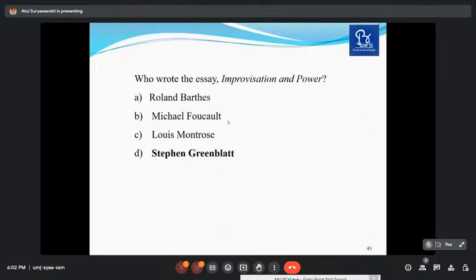Who wrote the essay Improvisation and Power? The answer is Stephen Greenblatt. It is not Roland Barthes or Michel Foucault, always masters. Improvisation and Power is written by Stephen Greenblatt.